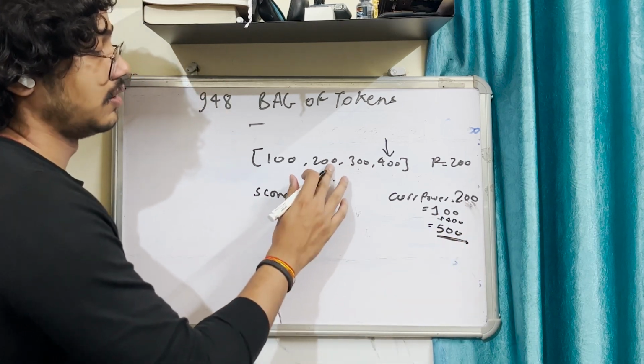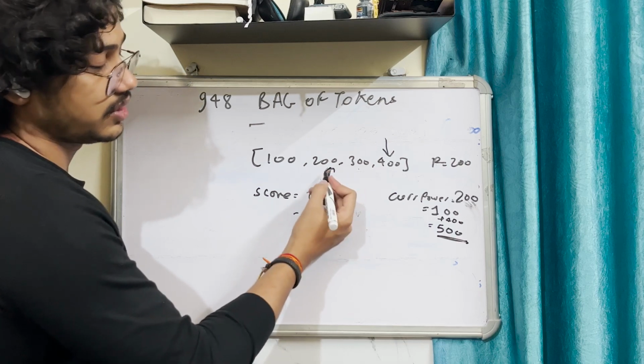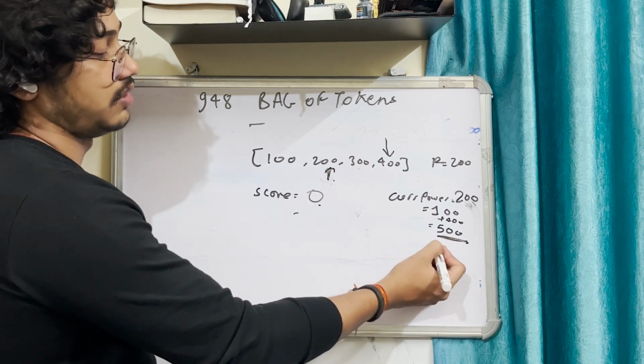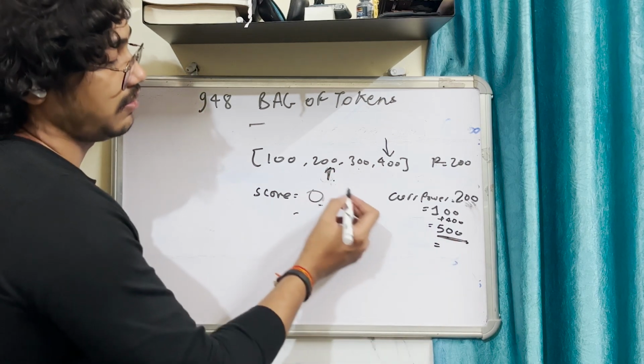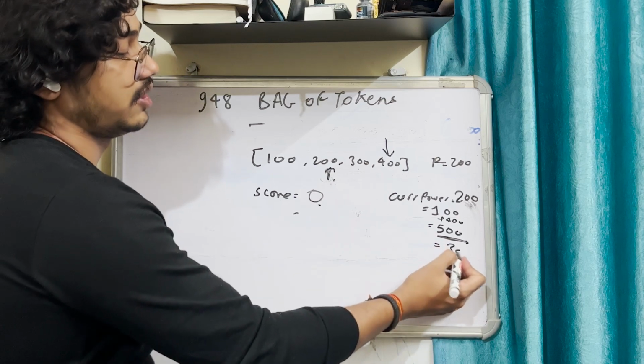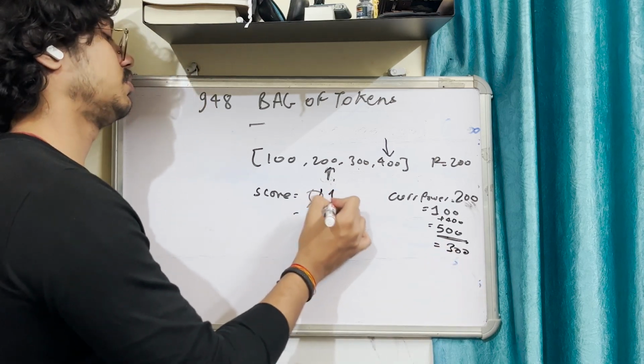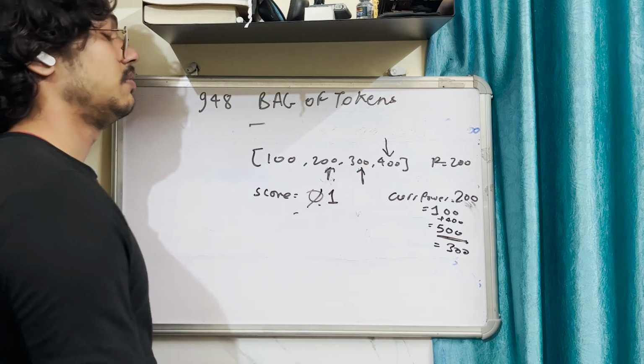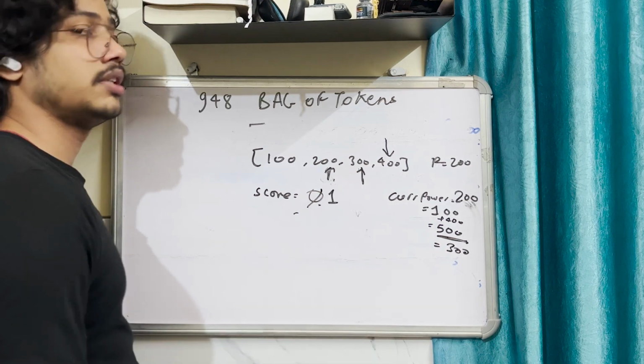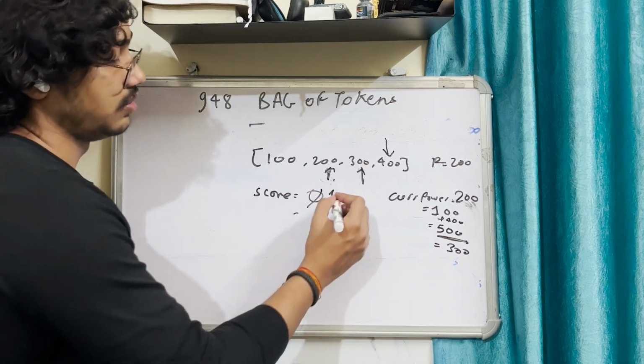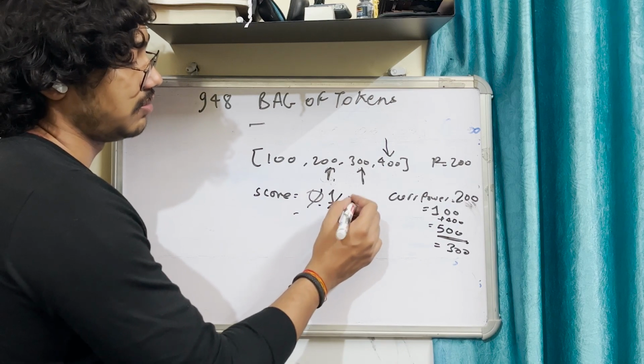It is 500 right now. Score is 0. Then we saw, can we do a transaction of 200? Yes. So it will change into 500 minus 200, which will be 300, and our score will increase to 1. Then we'll come here. We will check, can we do a transaction here? Yes, we can do. Our score will increase by 1. So it will be 2.